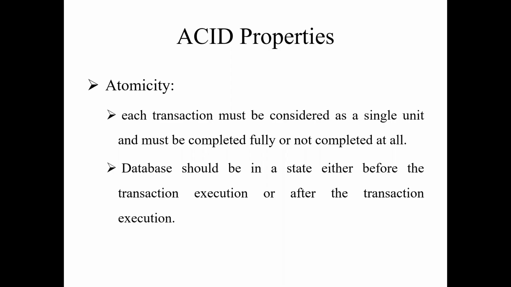All the changes to data are performed as if they are a single operation. Each and every transaction follows the ACID properties. First one is atomicity. Each transaction must be considered as a single unit and must be completed fully or not completed at all. Either way, the database should be in a state either before the transaction execution or after the transaction execution.